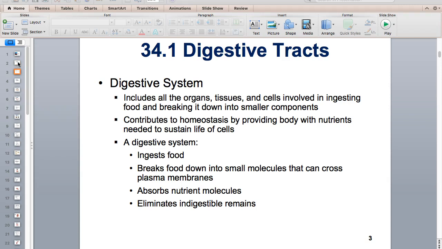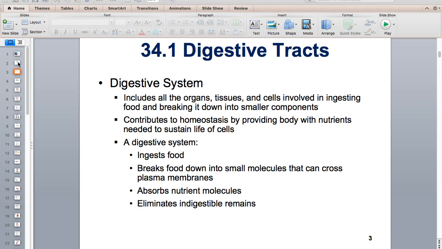So again, you probably know most of the stuff. We talk about the basic function of the digestive system. It's going to provide the body with nutrients, right? We were talking about homeostasis before, and remember there was that table that showed what function each system plays in terms of homeostasis. So obviously we're talking about homeostasis, and we're talking about maintenance of nutrient levels and what have you.